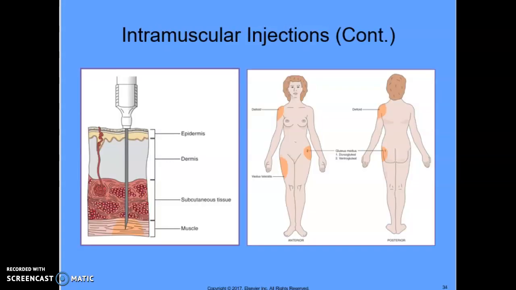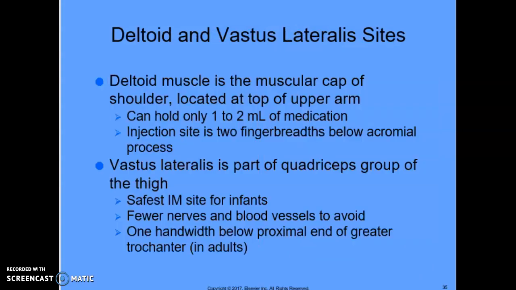Next slide here again is similar. It shows that it goes through the epidermis, dermis, the subcutaneous tissue, and into the muscle. And on the right here, you can find this as figure 11.21 in your book, and those are the proper intramuscular injection sites. Let's talk about the deltoid and the vastus lateralis sites.